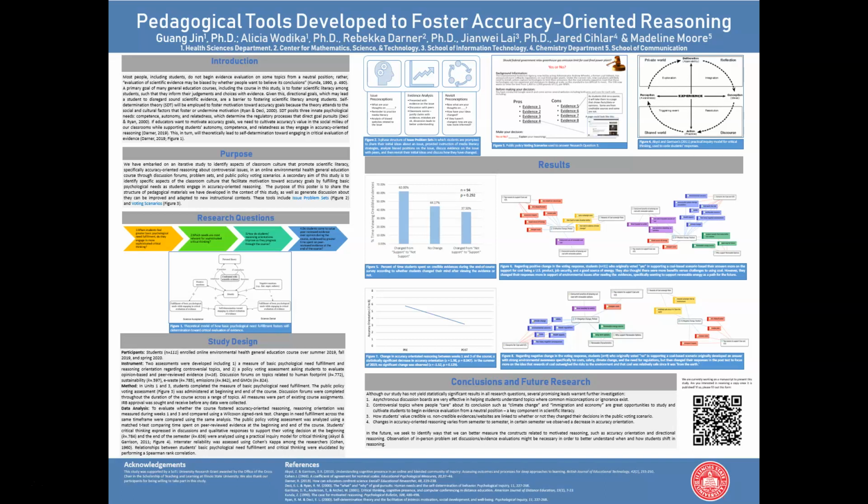Lastly, students were asked for their voting decisions and reasonings of their decisions. In addition, we also asked students to identify specific aspects of the classroom culture that facilitated productive learning, such as valuing dissent, valuing mistakes, amiable disagreement, and the degree to which their basic psychological needs were fulfilled in the course, because need fulfillment is a precursor to motivation towards accuracy orientation.